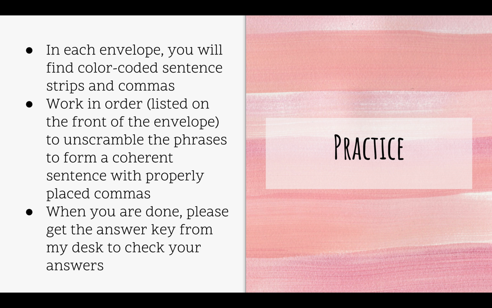Now that we've gone over this, we're going to do a little bit of practice. You should have received some small manila envelopes, and in each envelope, if you dump it out, you'll see some color-coded sentence strips and some commas. All the color-coded ones go together, so all the blue strips are one sentence, all the pink strips are one sentence, and so on. On the front of your envelope, you're going to find a list of an order. It goes from easiest to hardest, so I would suggest working in that order.